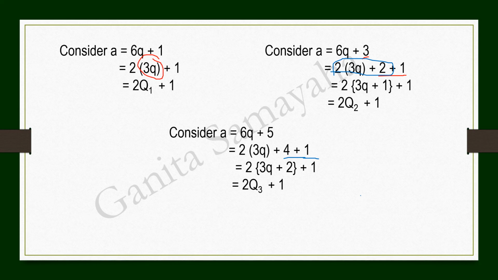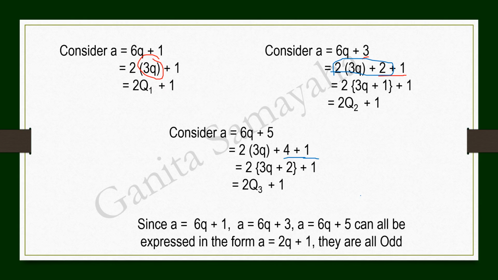So we have been able to express a equal to 6q plus 1, a equal to 6q plus 3, and a equal to 6q plus 5 as 2 into some quotient plus 1, which indicates that all these are odd numbers, since that is the condition for any integer a to be an odd number. If any integer a can be expressed in the form 2 into quotient plus 1, then it is an odd number. Here we have expressed all the forms of a as 2 into some quotient plus 1, and hence they are all odd numbers.